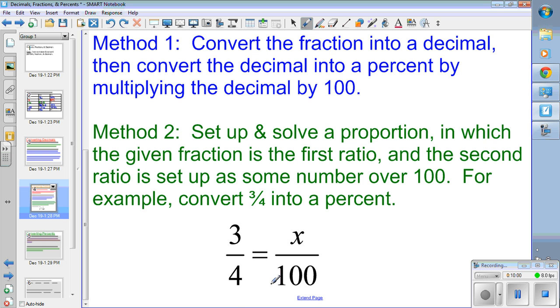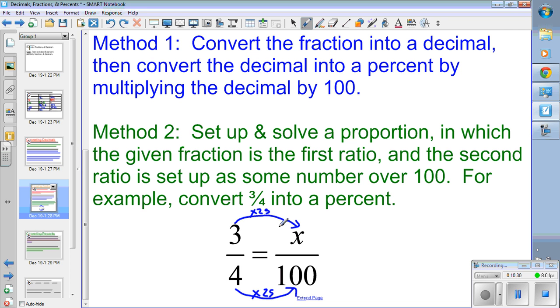3/4 equals x over 100. So if you look at this, how do I get from 4 to 100? Well, hopefully you see, oh, I multiply by 25. We could always cross multiply, but why, when we've got something that's as easy as that? Anything I do to one, I have to do to the other. So we're going this way because we went this way here, right? So we're going to multiply by 25.